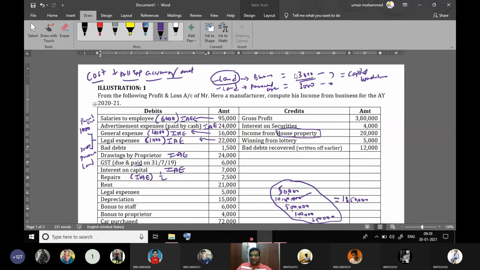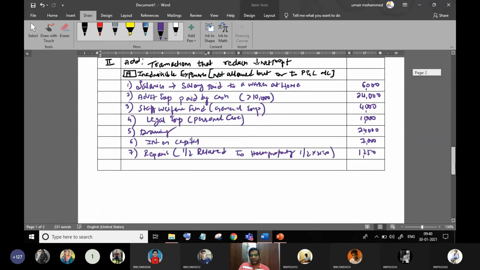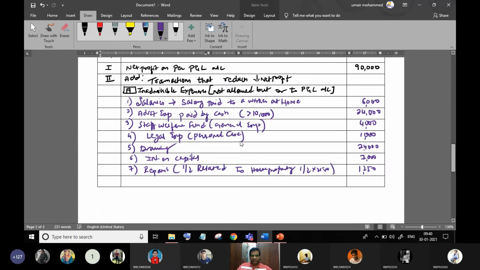So should we allow this 3,000 or we shouldn't allow this 3,000? The answer is simple. This 3,000 is a capital expenditure. What is capital expenditure? Cost of the asset plus all the expenses incurred in acquiring the asset. So the cost of the land plus all the expenses incurred in buying that land. Therefore this 3,000 is inadmissible. Why? Because it's a capital expenditure. So legal expense, item number 4, not just includes personal expense, but it also includes expense on purchase of land.